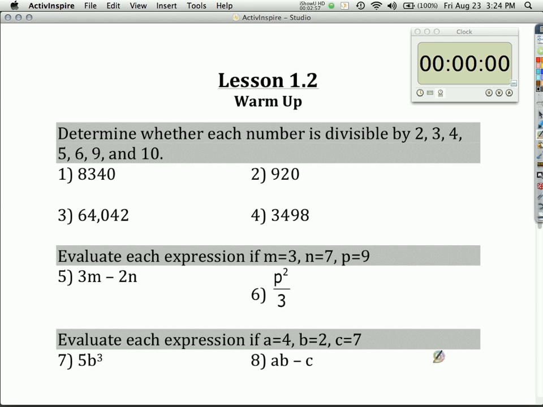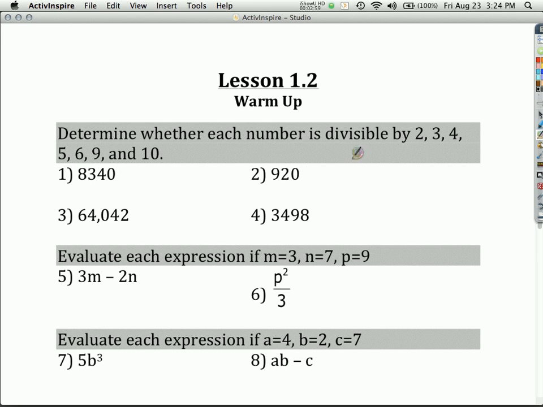Okay, your time for the warm-up is up. You need to pick up your colored pen and your calculator. Colored pen and your calculator. Pencil should now be on your desk.